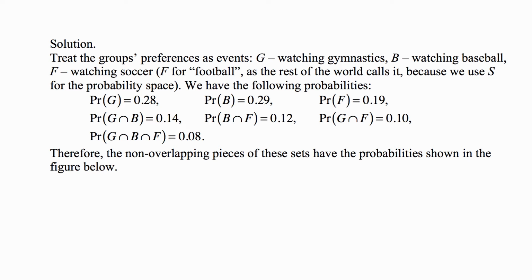That doesn't make sense. And we are given that probability of G is 0.28, probability of B is 0.29, probability of F is 0.19, probability of G intersection B is 0.14, probability of B intersection F is 0.12, probability of G intersection F is 0.10, and probability of the intersection of G and B and F is 0.08. And then we can actually see the whole picture of this by drawing a form of Venn diagram showing all these events, and that's what I'm going to show you now.